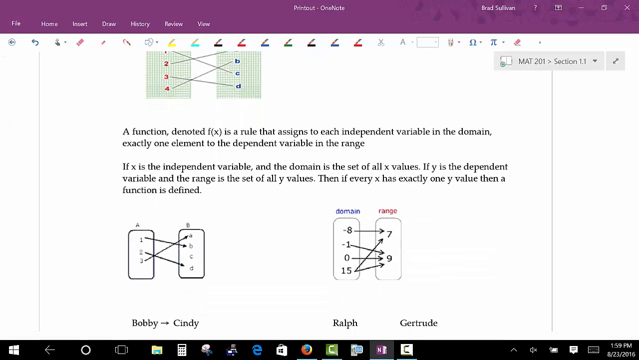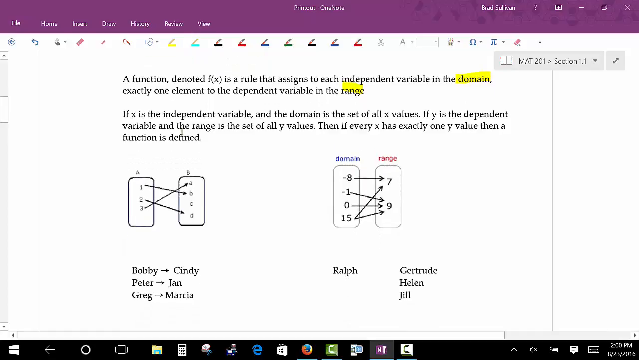Okay, a couple other things is the domain. The domain is just everything that x can be, everything that the independent variable can be. And then the range is everything the dependent variable can be. It's everything y can be. Usually x and y: y is the range, x is the domain. Okay, here's a couple of other things we have like this.